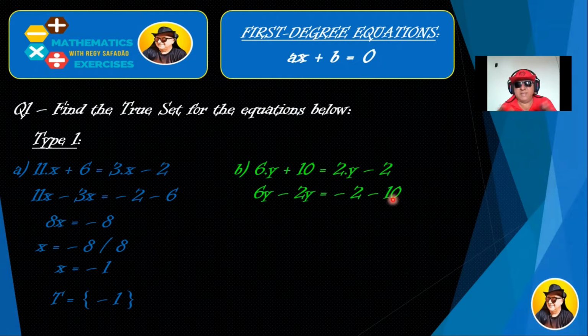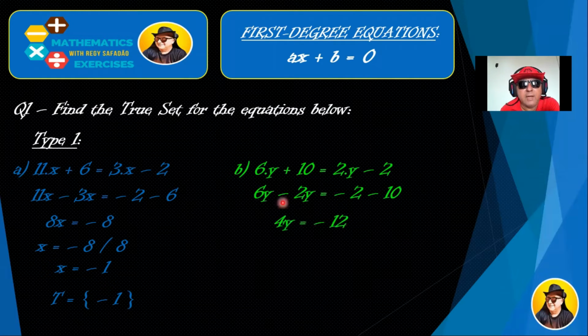Remember, it's basic. Every time you move a term from the right to the left or from the left to the right, you have to change the operation by the reverse. If it is positive, it goes negative, and if it is negative, it goes positive. If it is multiplying, it goes dividing, and if it is dividing, it goes multiplying. It's basic. Let's go ahead.